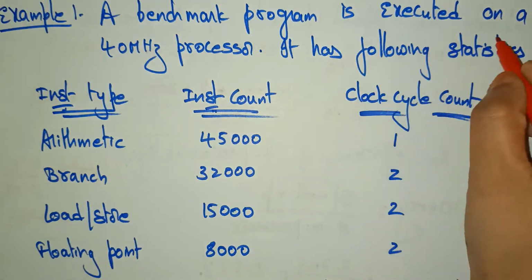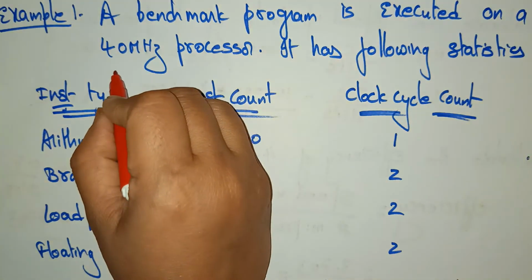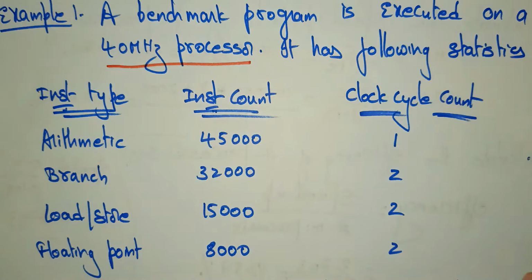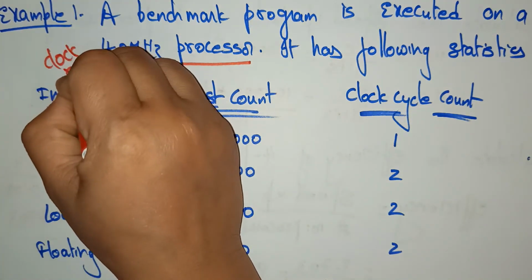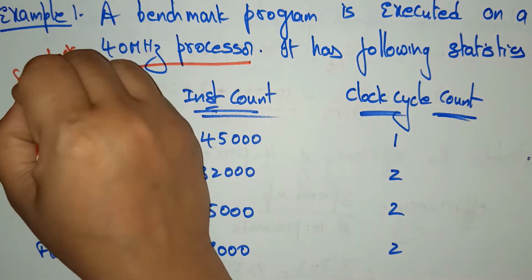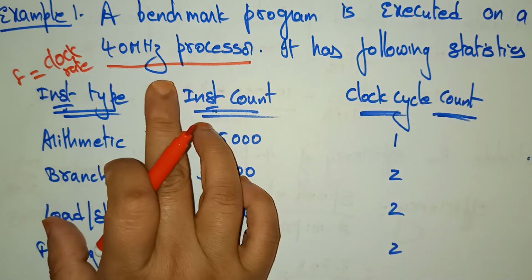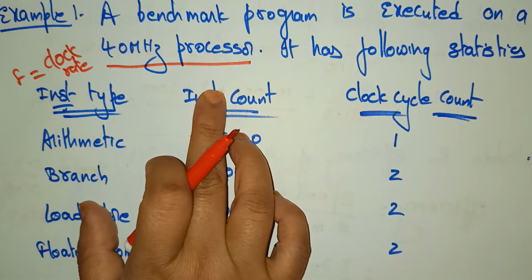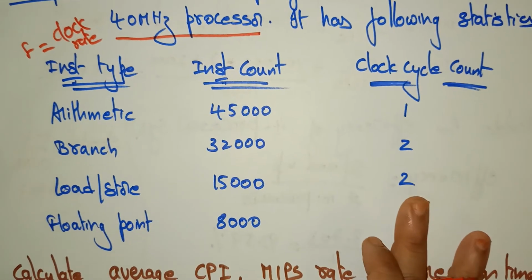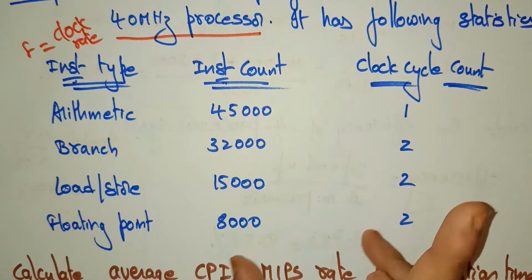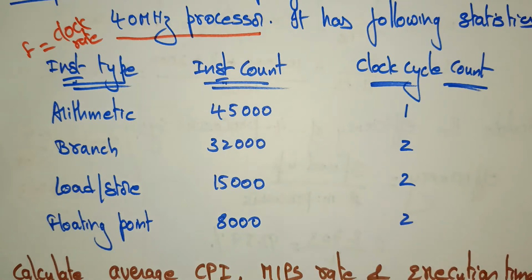A benchmark program is executed on a 400 megahertz processor. So here the clock rate is given as 40 megahertz, that is f is equal to 40 megahertz. It has the following statistics. Just like the previous one, here also I have taken some statistics with different values so that it becomes practice for you on how to calculate the problems.